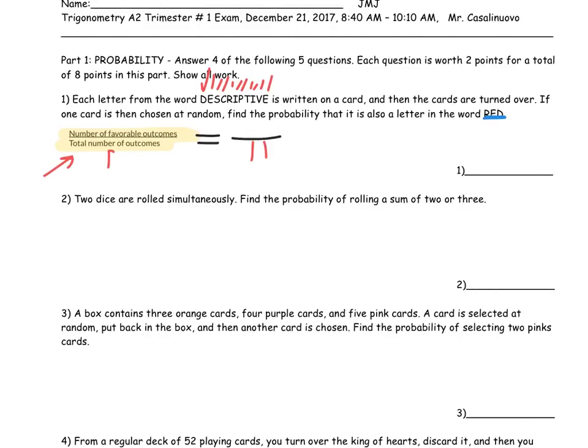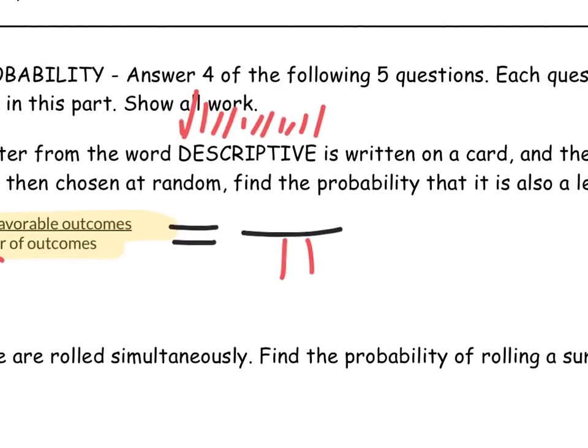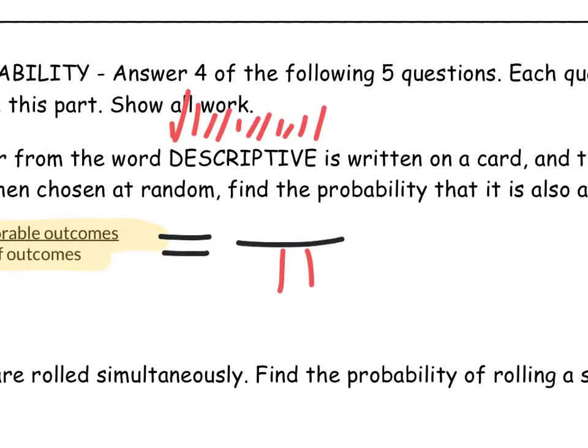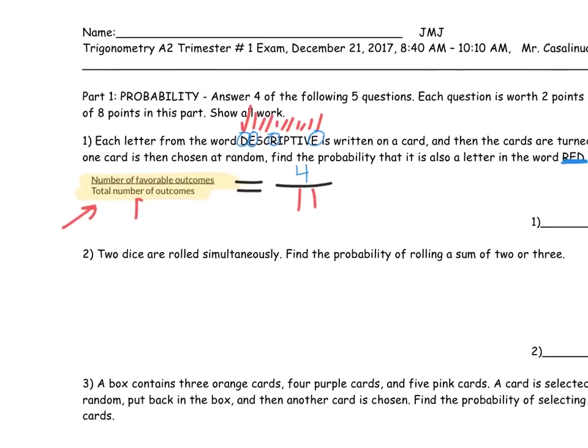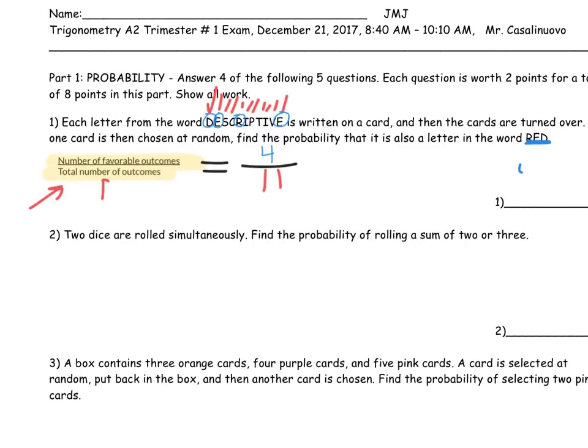And the probability that the card chosen is a letter in the word read. How many of these 11 are favorable? How many of them are in the word read? Well, this E, this D, this R, and this E. So 4 favorable out of 11 total. So here the probability is going to be 4 elevenths. Probability is always the number of favorable outcomes divided by the total number of outcomes.